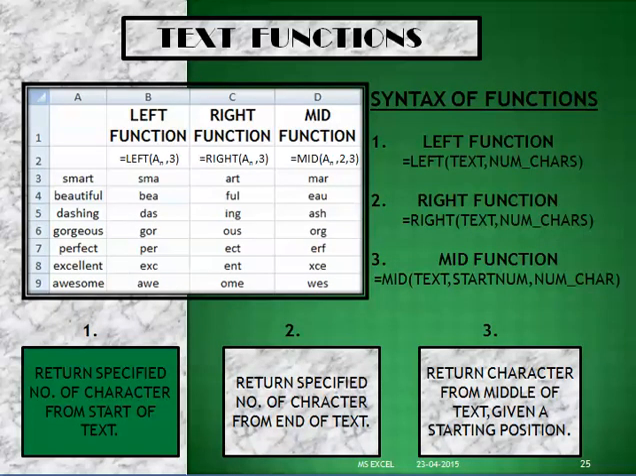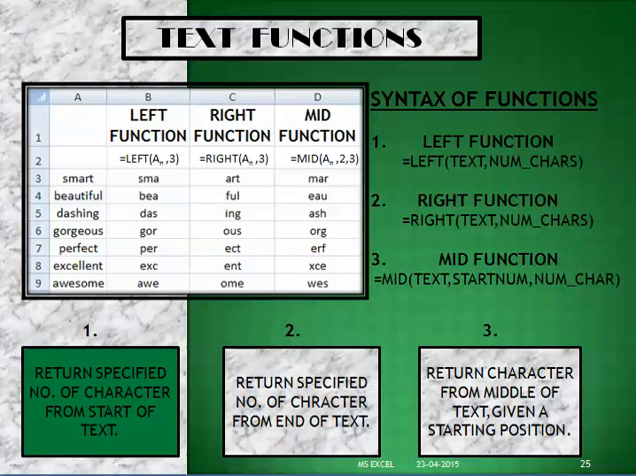Now the LEFT function. It returns a specified number of characters from the start of the text. For example, LEFT(A1, 3) returns the first 3 letters, that is SMA, from the word SMART. The RIGHT function is used to return a specified number of characters from the end of the text, from the right side. If we apply RIGHT(A1, 3), then we get the last 3 characters from the right side, that is ART.